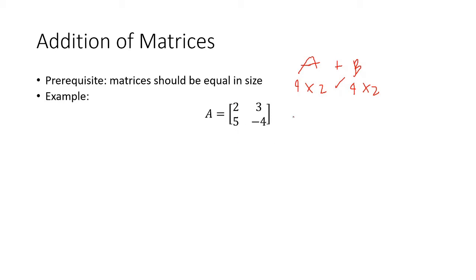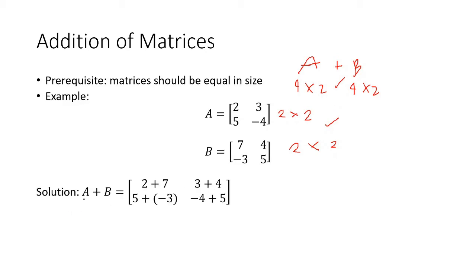For example, this is our matrix A, which is a 2 by 2 matrix, and B is also a 2 by 2 matrix. So these can be added. A plus B is equal to 2 plus 7. You add entries in the same locations. So 3 plus 4 here, 5 plus negative 3 here, then negative 4 plus 5 here.